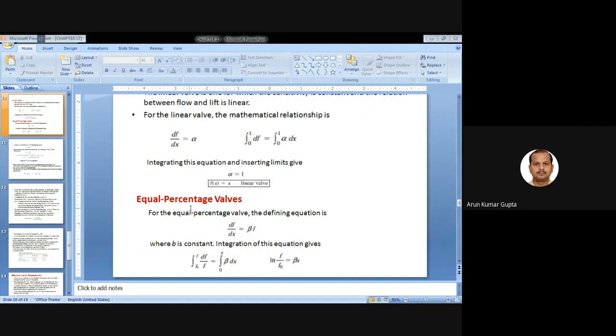Now the second one is the equal percentage valve. For the equal percentage valve, we define the sensitivity as beta f.